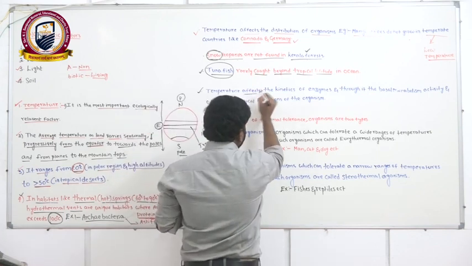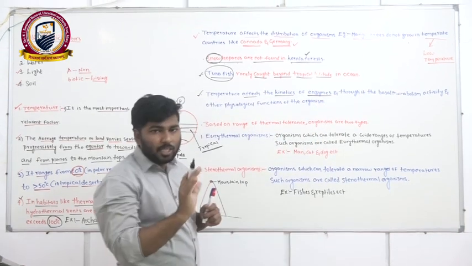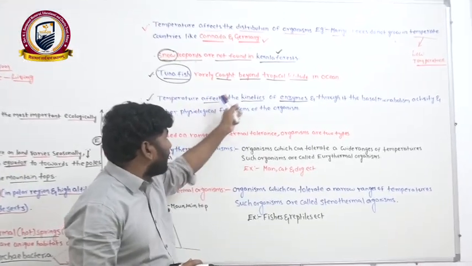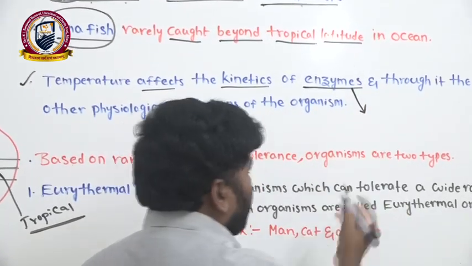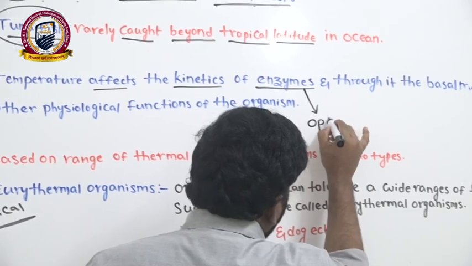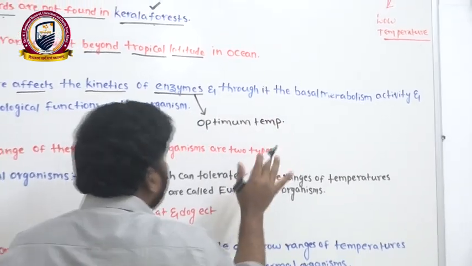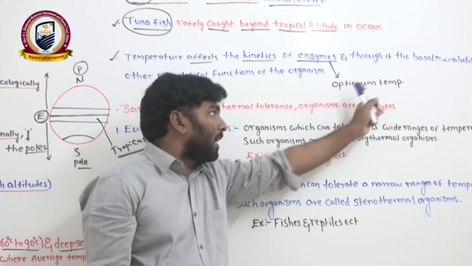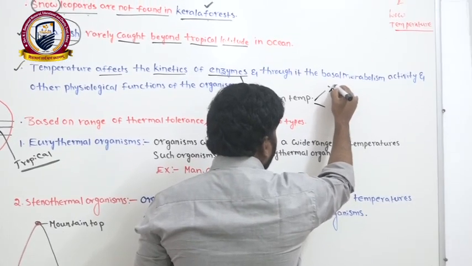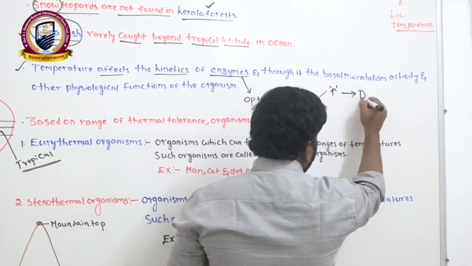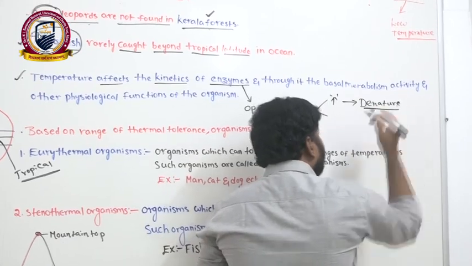Temperature affects the kinetics of the enzymes. What is the meaning of this? The enzymes work on the basis of temperature. Enzymes work especially in optimum temperature ranges. They need a specific temperature for their work, that is nothing but the optimum temperature. If the temperature increases beyond the optimum temperature, the enzymes get denatured. Denaturation takes place. Denature means spoiling the enzymes here.